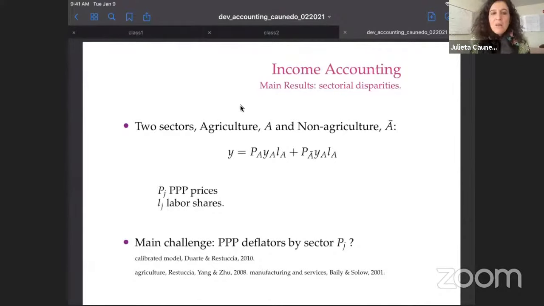So you can think of total output in an economy as an employment-weighted average between the output produced by agriculture and the output produced everywhere else. Why is this important? Well, because pretty much all the workers in poor countries are employed by the agriculture sector. Okay, and pretty much none of the workers in the rich countries are employed in the agricultural sector.